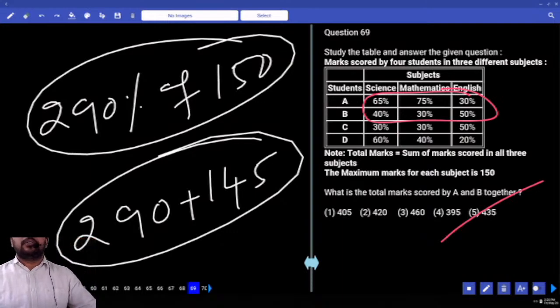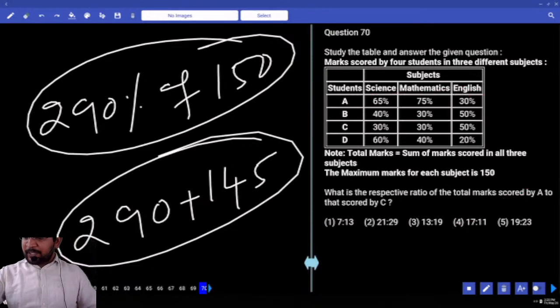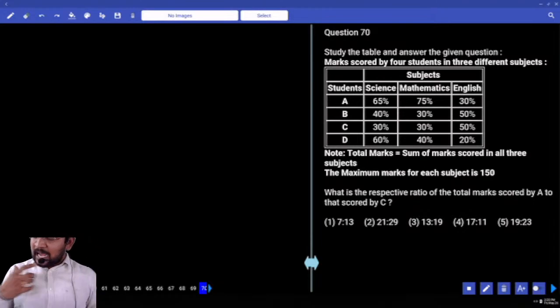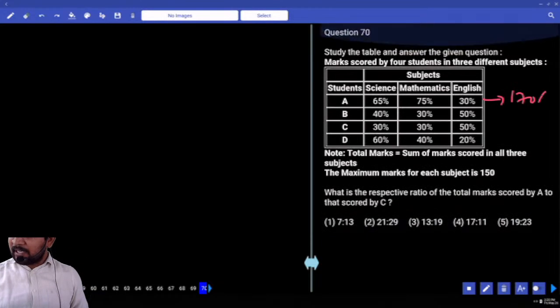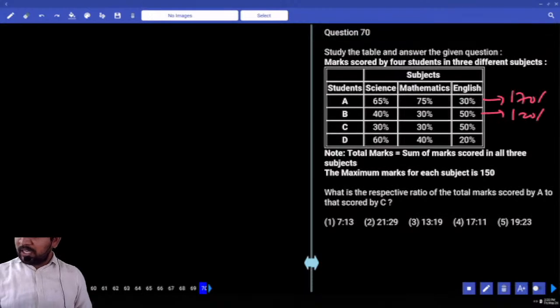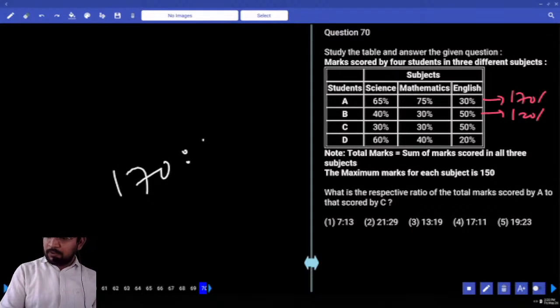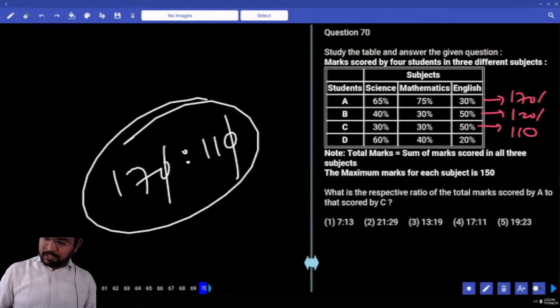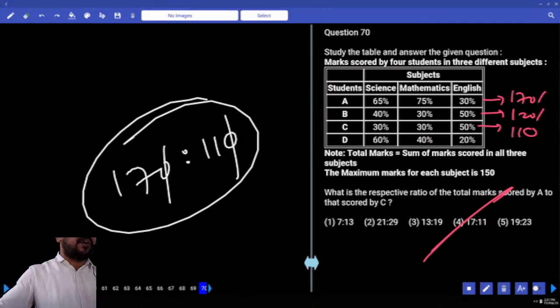Shall I go for the next question? What is the respective ratio of the total marks scored by A to that of C? Total marks. Already A we found out, 170%. B we already found out, 120. 170 is to C, okay C, 110. 170 is to 110, so your answer is that. Is there any need to find out marks again here? Always remember, whenever they are asking ratio or percentage, no need to go for unit conversion. Remember this point. Are you clear?